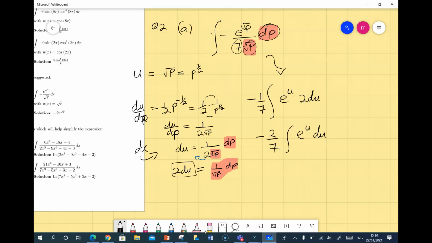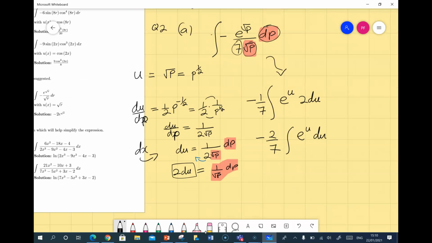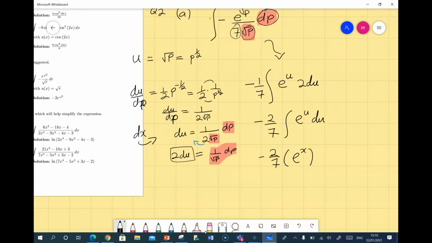So now I'm ready to integrate. I'm going to look up my integral of e to the power of u, or e to the power of a variable. So e to the power of x is e to the power of x, yeah, so it just integrates back to itself. e to the power of x. Apologies, e to the power of u.